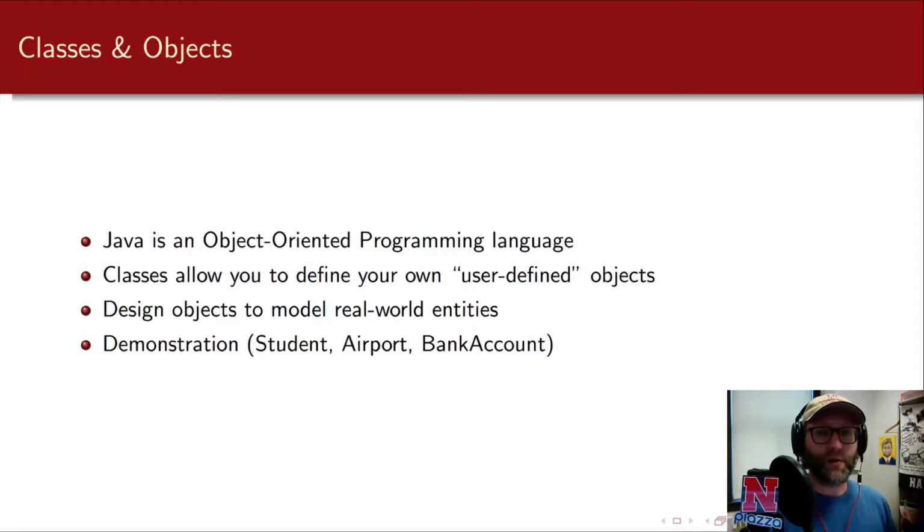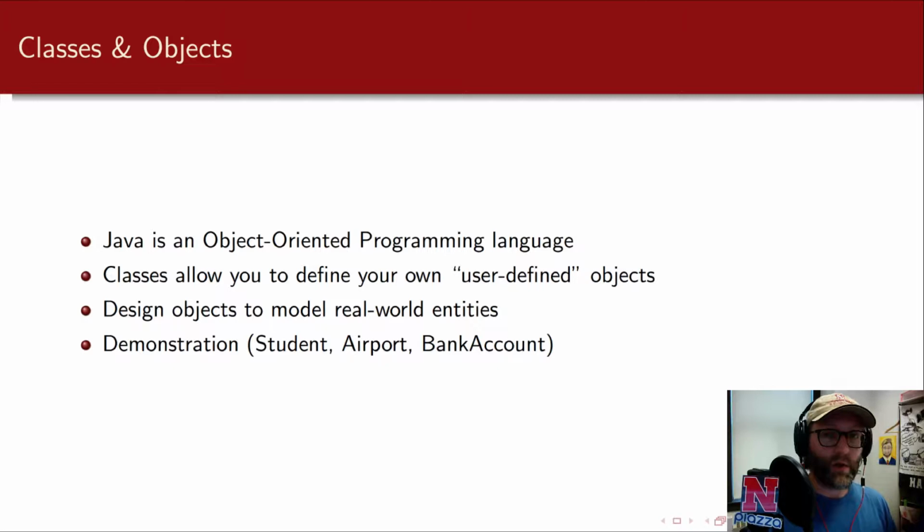The reason that you want to do this is because not everything is a number, an integer, or a double. Not everything is a character or a collection of characters, a string. Instead, real-world objects, like say a student, are composed of multiple pieces of data. They've got a name, they've got a birth date, they've got an address, etc. And so we want to be able to model that. We want to be able to model real-world entities.